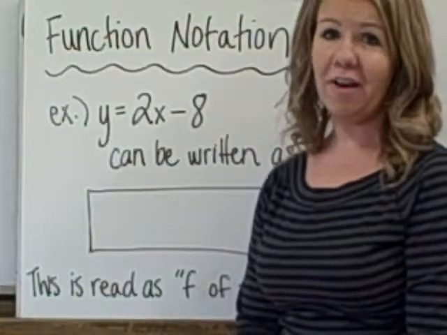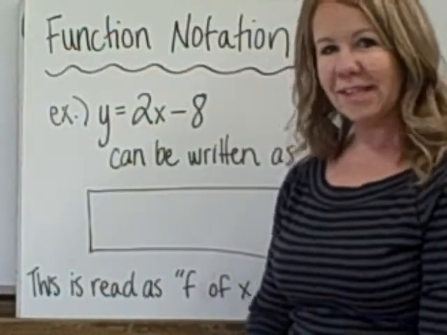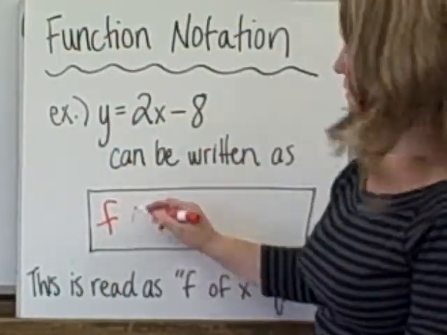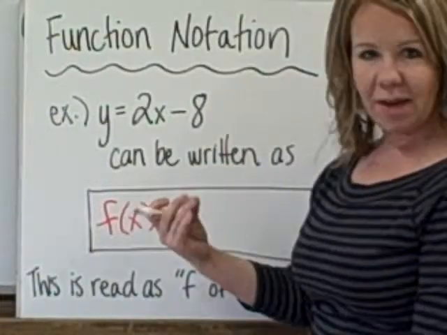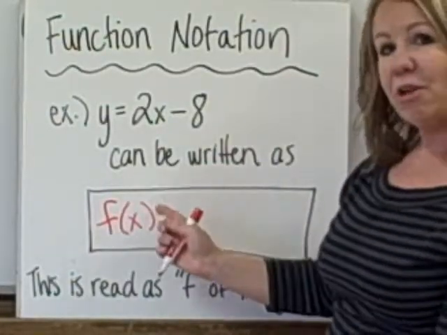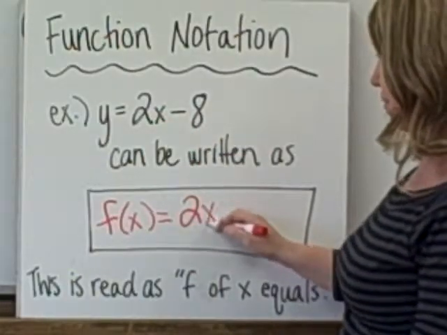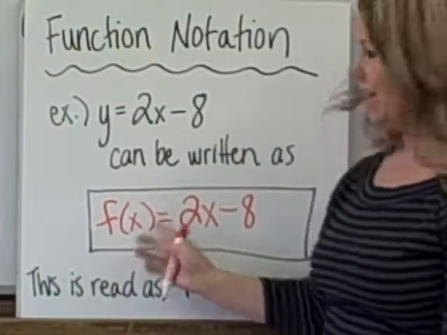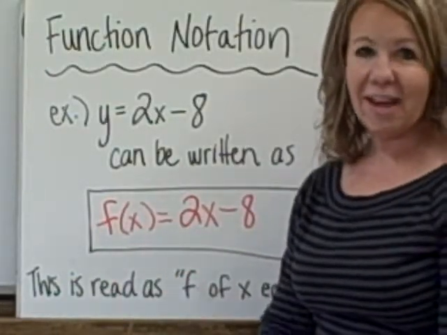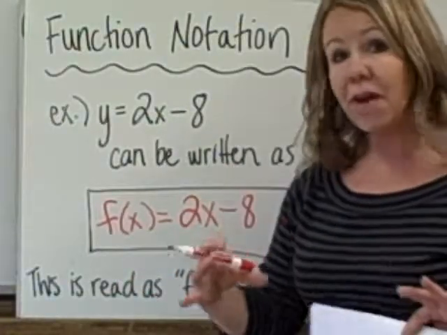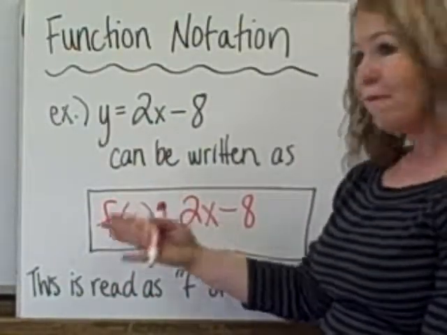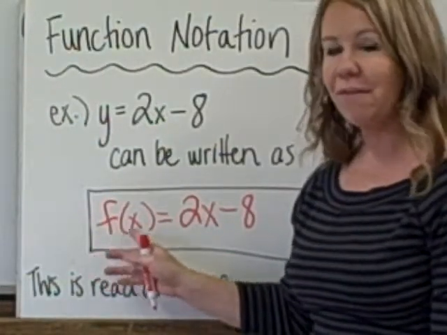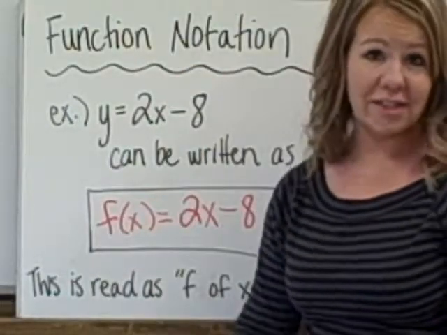Equations can be written in the form of function notation, and basically what you do is replace the y with a letter, often it's f, and the variable x in parentheses, and then continue your equation to be what you started with. This is read as f of x equals 2x minus 8. And basically what it's saying is you have this function box, and the rule of the function is 2x minus 8. It's box f, and you're putting the variable x into the box, and you need to see what comes out.